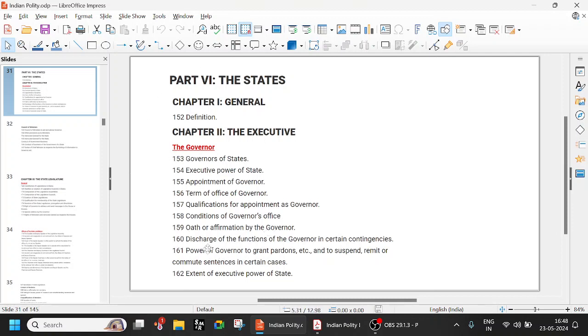In the case of the president, it is Article 72, right? 72 deals with the power of the president to grant pardons. For the governor, it is 161. Okay, 72, 161. You have to correlate. For 72, you reduce 1 from 7, it becomes 6. And the 2, you place 1 here and 1 here. So try to remember like that.